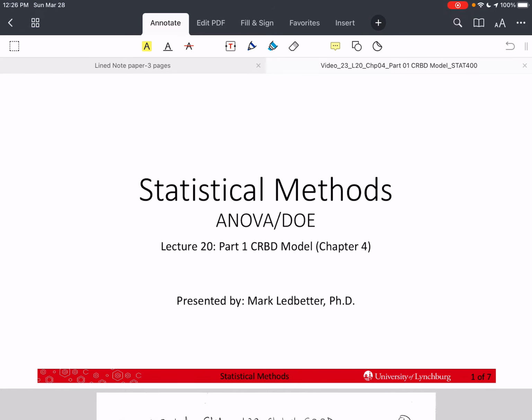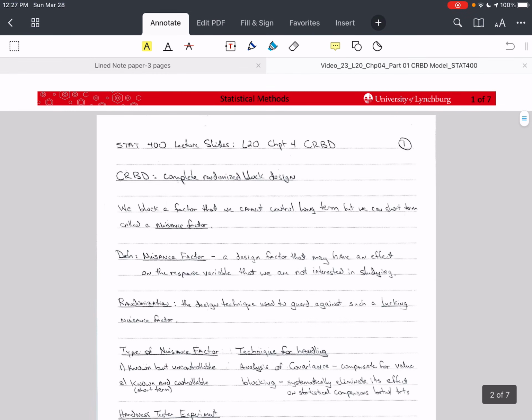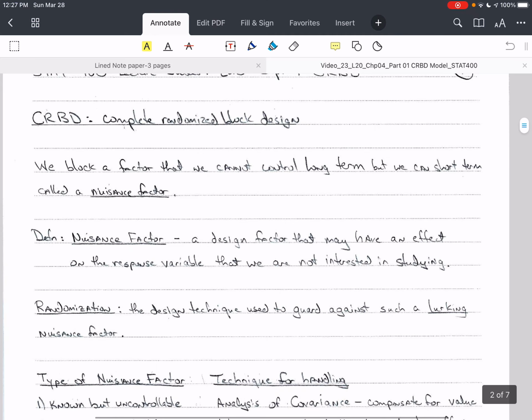I'm Mark Ledbetter. This is lecture 20, and we are entering chapter 4, which is the complete randomized block design model, or ANOVA. So let's get started. CRBD stands for Complete Randomized Block Design. What we're going to do is block a factor that we cannot control long term, but that we can short term, and this is going to be called a nuisance factor.